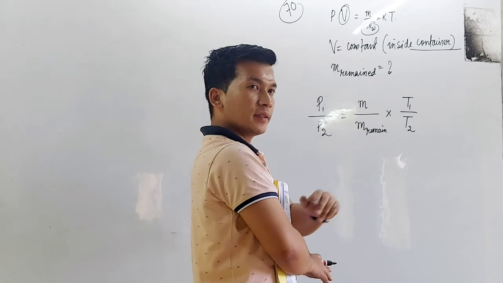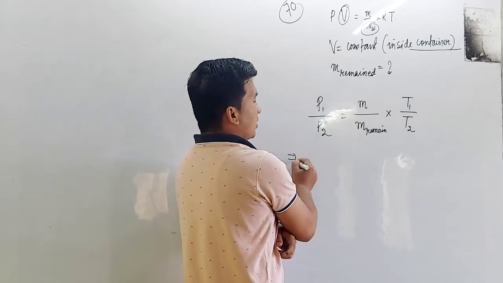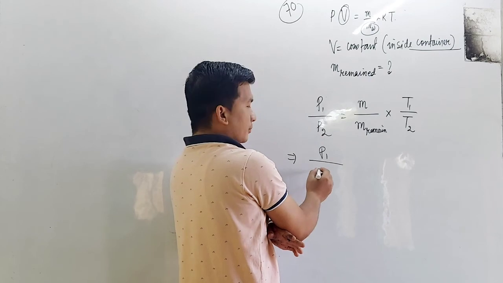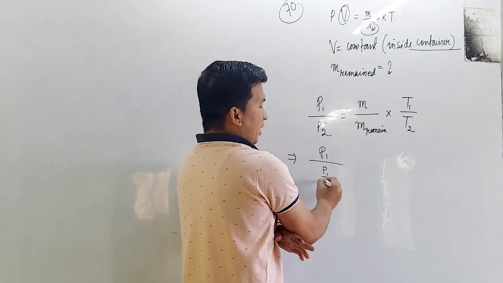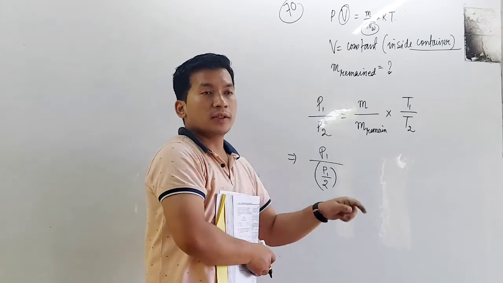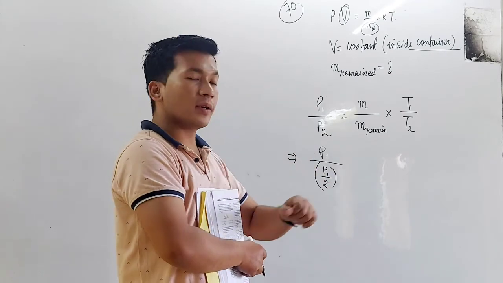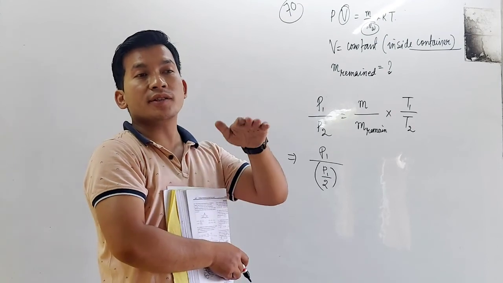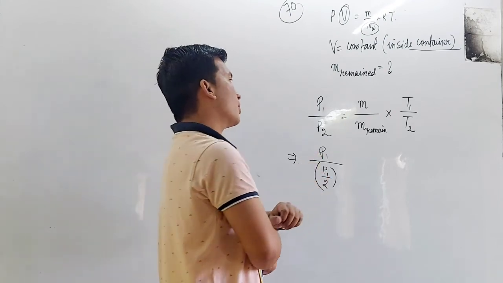What is the value of P1 divided by P2? P1 divided by 2 is in hand. You read the question: the pressure is decreased to what? Decreased to half. P1 by 2 is in hand. The pressure is reduced to half.